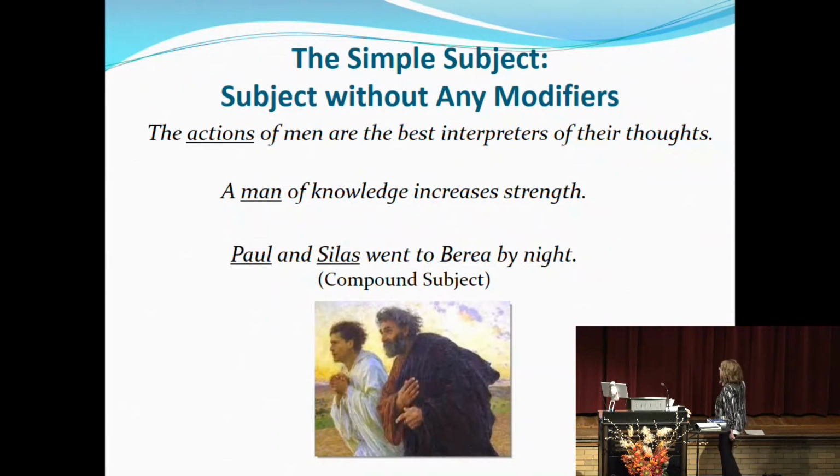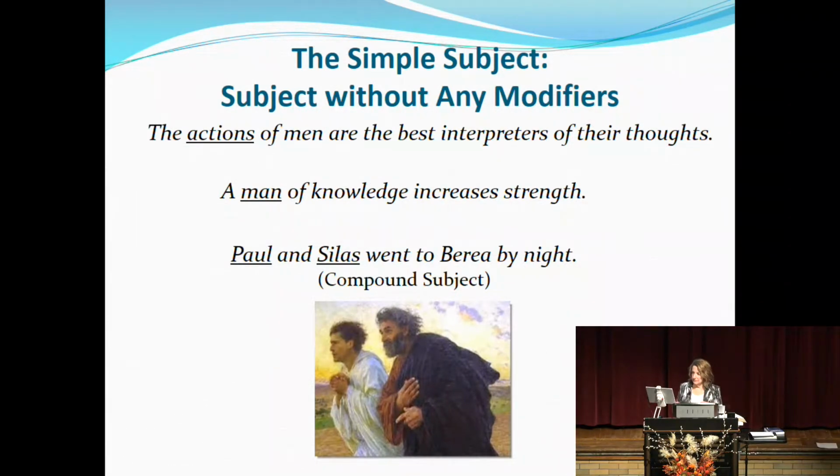A man of knowledge increases strength. What's the verb in that sentence? Increases. It's action, isn't it? Well, who or what increases? Man, doesn't it? So man, I found my subject. I found my simple subject. Paul and Silas went to Berea by night. What's my verb? Went. Who went? Paul, Silas, and there I found my subject. This time, though, I have a compound subject, which means I have more than one. I have two subjects in that particular sentence.